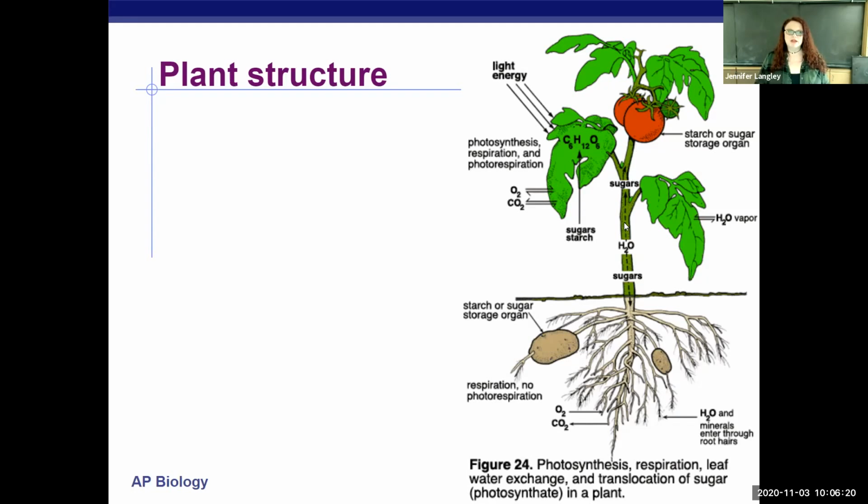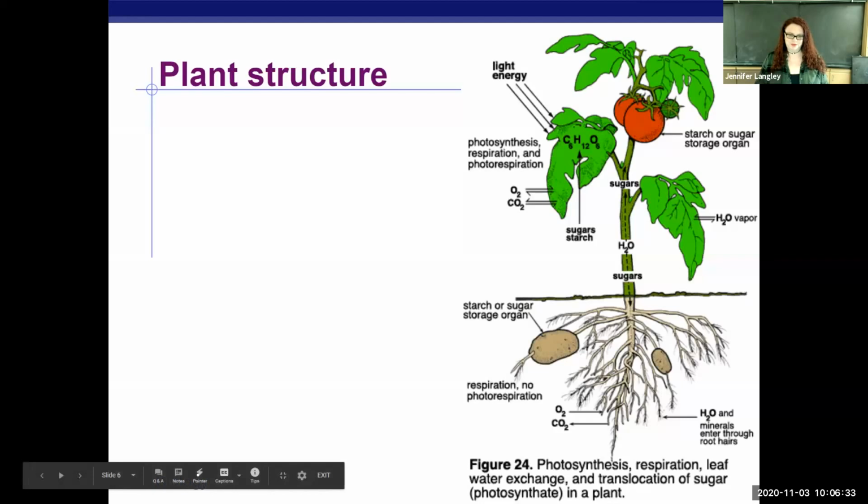Plants have three parts. They have roots, they have shoots, and they have fruits. There's no such thing as a vegetable. Okay, we have shoots and we have fruits.